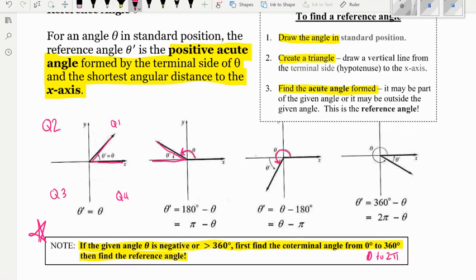Looking at the next one in quadrant 3, the given angle theta goes from here to here. So the reference angle would end up being this angle right here. So how do we find it in quadrant 3? You take the given angle and subtract 180 from it, or you take the given angle and subtract pi from it. And when you are in the fourth quadrant, if this was the given angle, then right here would be the reference angle, because again, remember the reference angle is the positive acute angle formed by the terminal side of theta and the shortest angular distance to the x-axis. So in this quadrant, we're using this x-axis here, which is 360, so 360 minus theta or 2 pi minus theta to find the reference angle.